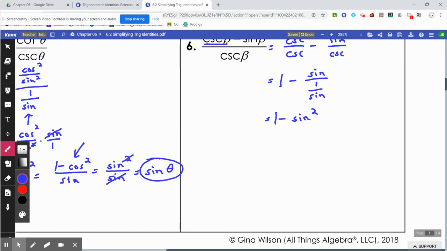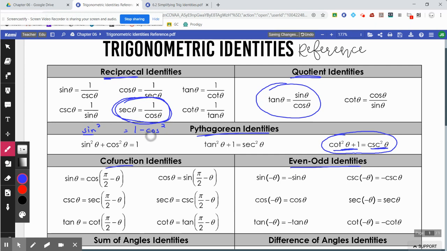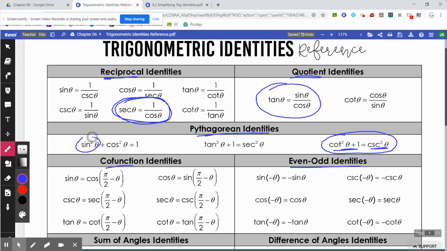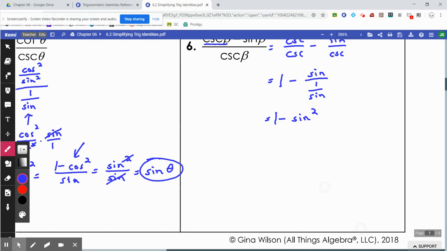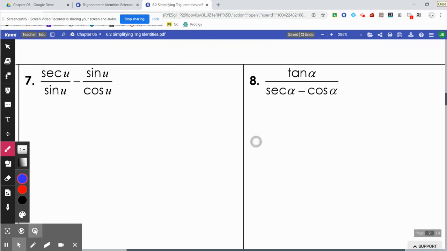However, I can go a step further by using the same trig Pythagorean identity that I've been using on several of them. Let me erase this and clean it up, because I now have, again, 1 minus sine squared. Take this sine squared and move it over: 1 minus sine squared will equal cosine squared. So I can replace 1 minus sine squared with cosine squared, and let's put our beta back in. Okay, number 7.